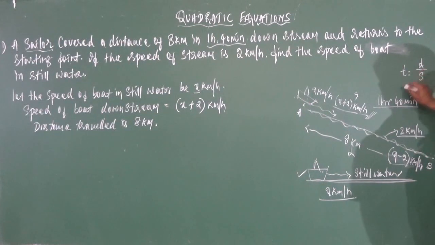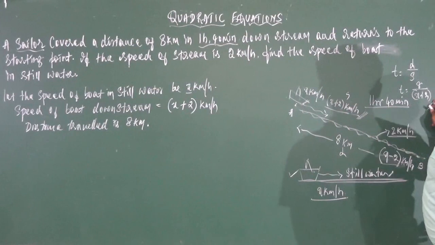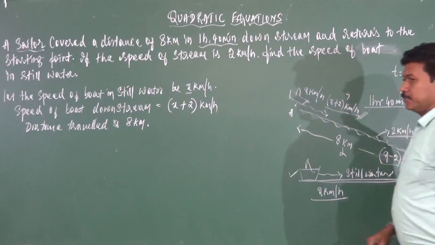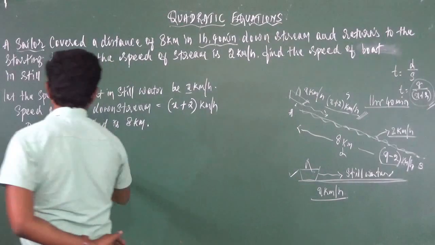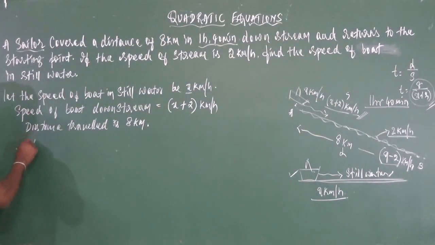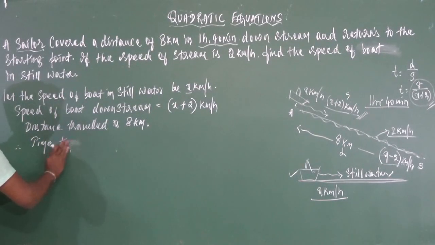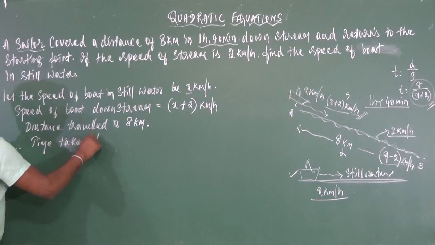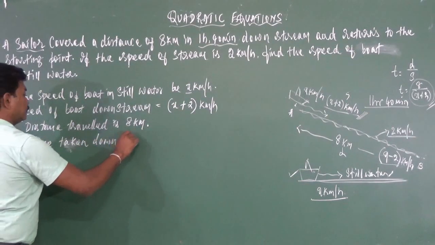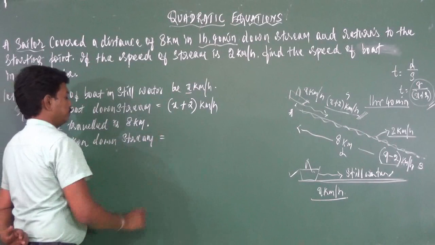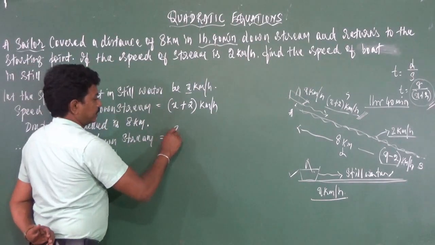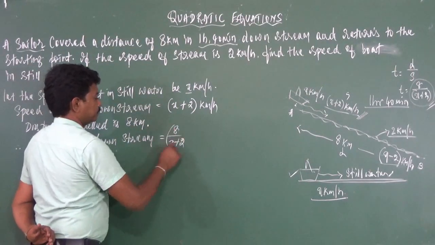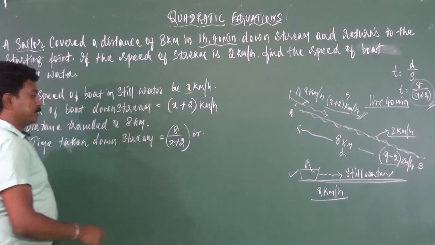So time is equal to distance, 8 kilometers, by speed, x plus 2 kilometers per hour. So time is 8 by x plus 2. So now the distance travelled is 8 kilometers. Therefore, time taken downstream is equal to 8 by x plus 2 hours.